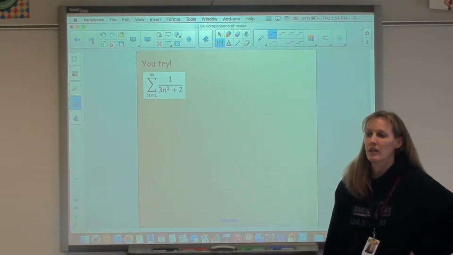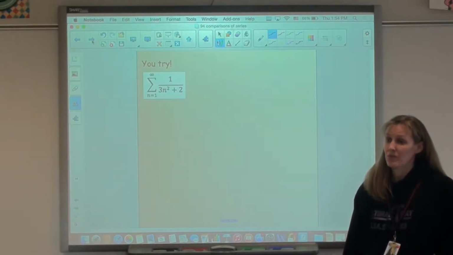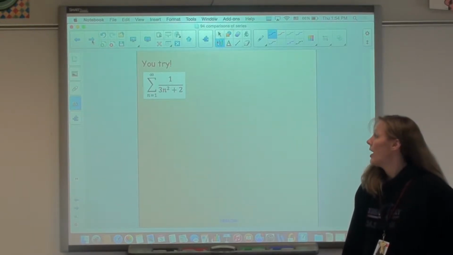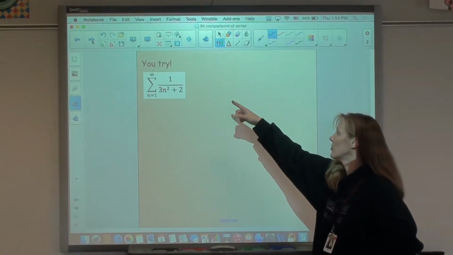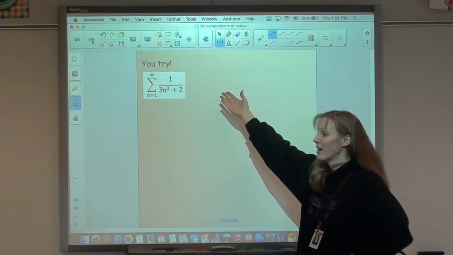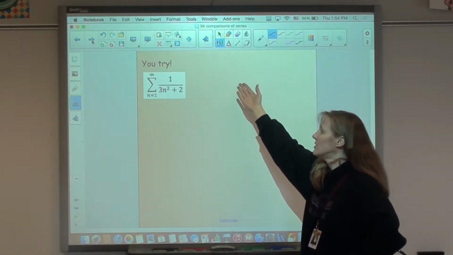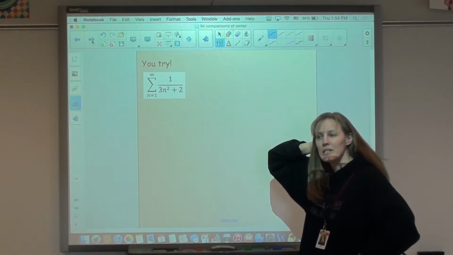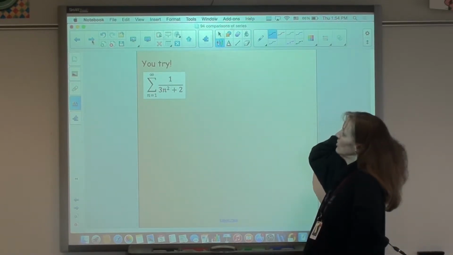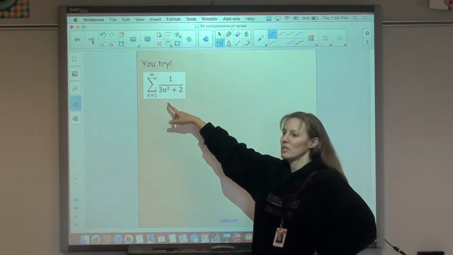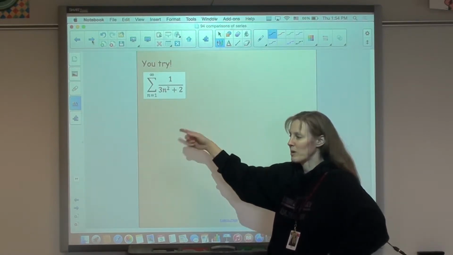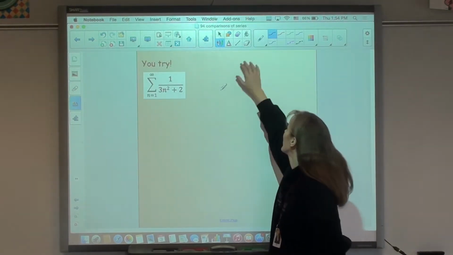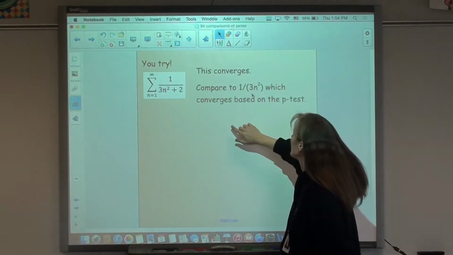Yes, Brian? On the AP test, will we have to name anything? He said no. So I'm going with Mr. Thomas, he would know. Here's what I would show. I would show the function I'm comparing to, which I've used as 1 over 3n squared. Does 1 over 3n squared converge or diverge? Converge, by the p-test. So I would say, compared to 1 over 3n squared, this converges, maybe just an arrow with the word converges, something like that.